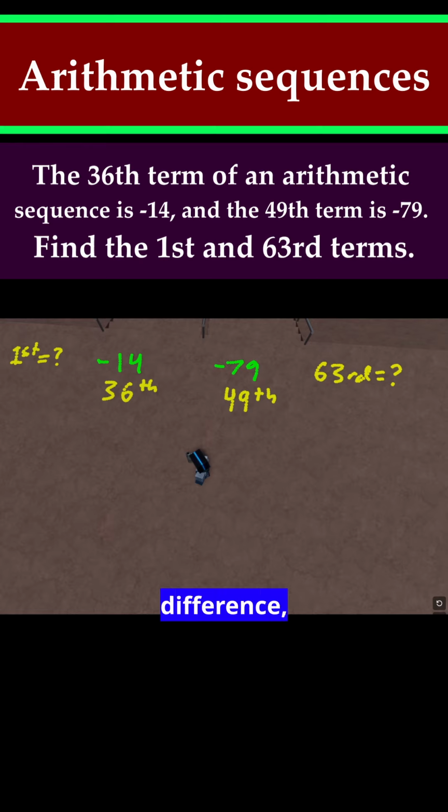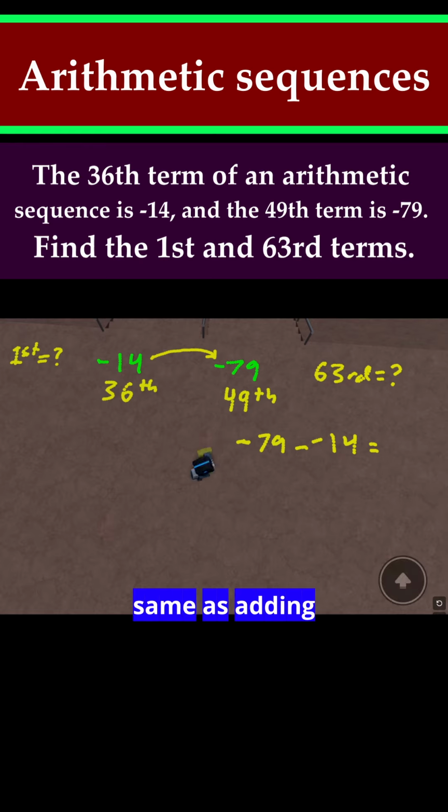To find the common difference, first think about how far apart are negative 14 and negative 79. So in other words, how much did we travel when we went from negative 14 to negative 79? To find that distance, just do negative 79 minus negative 14, which is the same as adding positive 14. So negative 79 plus 14 is negative 65. So basically, to go from negative 14 to negative 79, you have to subtract 65.